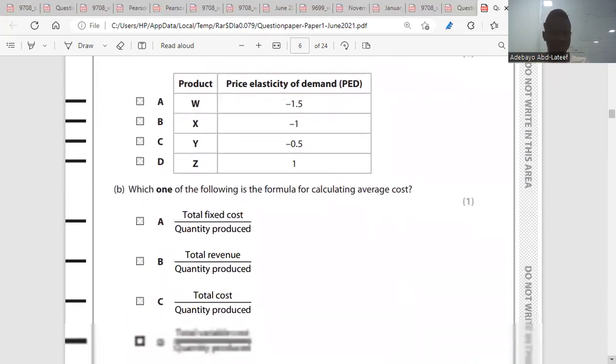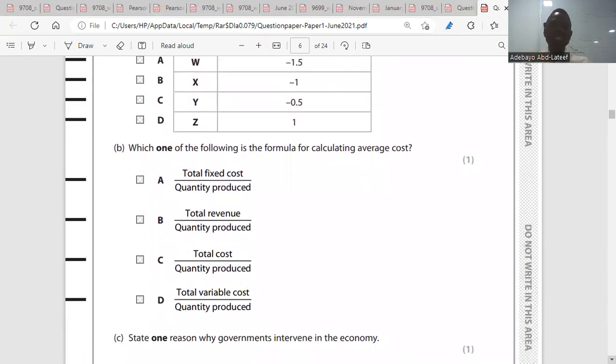Question 2B. Which one of the following is the formula for calculating average cost, which is AC? AC is TC divided by quantity produced, which is C.